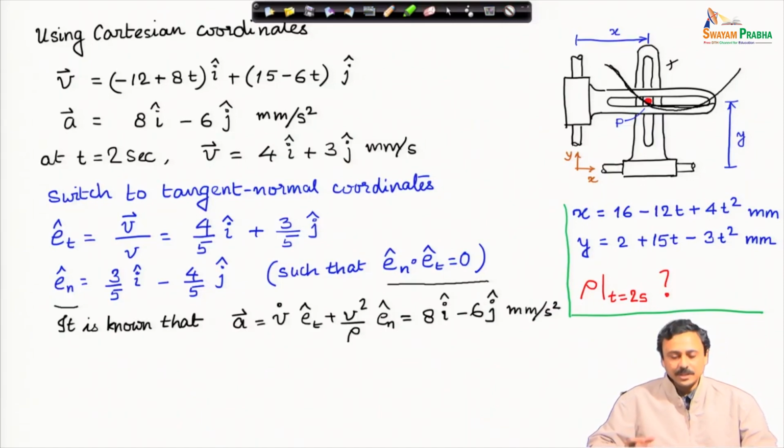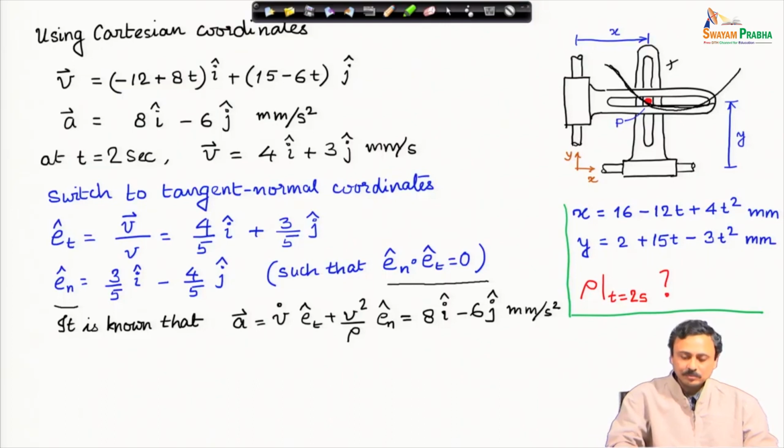Now, we have just now derived the expression of acceleration in terms of the tangent normal coordinates. It is v dot e_t plus v square by rho e_n. Now, why am I choosing this particular expression? Because I have to find out the radius of curvature. Now, this is the expression of acceleration as determined from the tangent normal system, and this I will equate to my acceleration, because this is an absolute acceleration. This is the absolute acceleration of the pin.